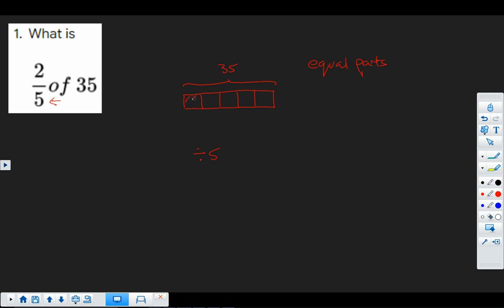Now I want 2/5 of this. This is what I'm being asked for, and that's what my 2/5 looks like. As I say, I'm dividing by 5. So my 35 divided by 5 is 7. Because these are equal parts, each one of these 5 parts is 7. So my 2/5 is 7 times 2, which is 14.